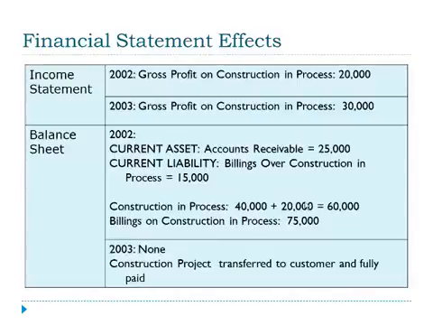On the income statement will be the gross profit on construction in process for each year. On the balance sheet will be the accounts receivable for the amount charged the customer, and then a net amount of either billings over construction in process or construction in process over billings. This is another example where we have billed the customer more than construction in process, so it represents a current liability.